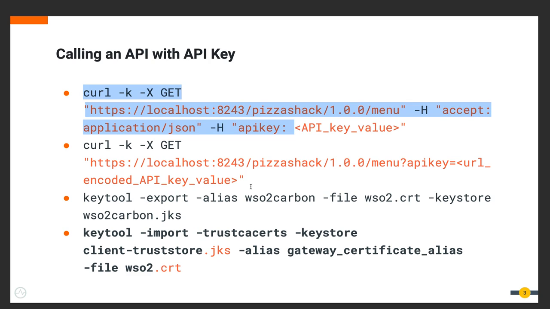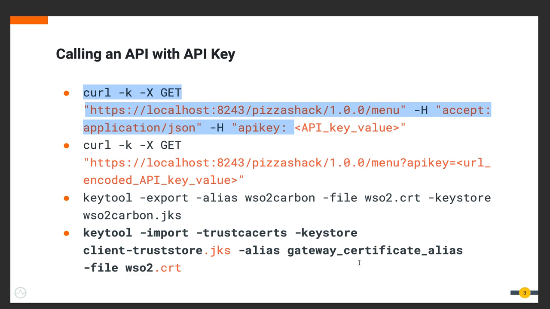And as I previously mentioned, if you have a public key private key pair, and you want to use that public key to sign your API key, you can export it from the WSO2 Carbon and then import it into the client truststore with the alias gateway certificate alias. This is not needed if you're using the default version of the product, because this particular alias is already there. But if you want to override it, you can remove it and put in your own public key.